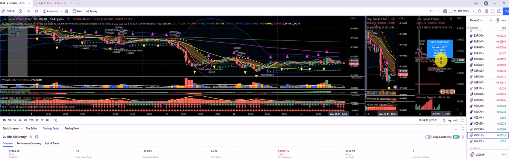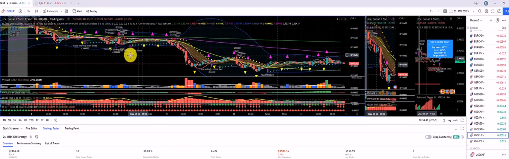US Swiss franc, you've got a price target to the downside at 0.89976. Price action below the dragon, initially above the dragon, then shot below the dragon. Beautiful flows to the downside with a profit of $2,404.